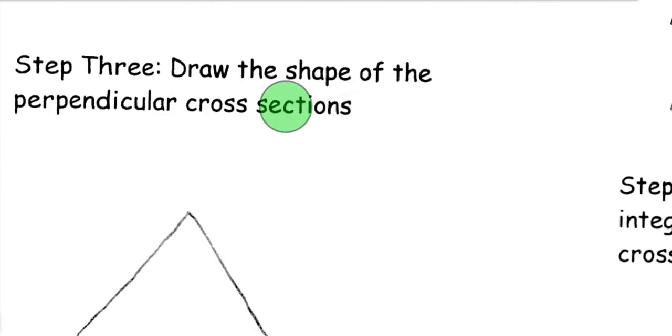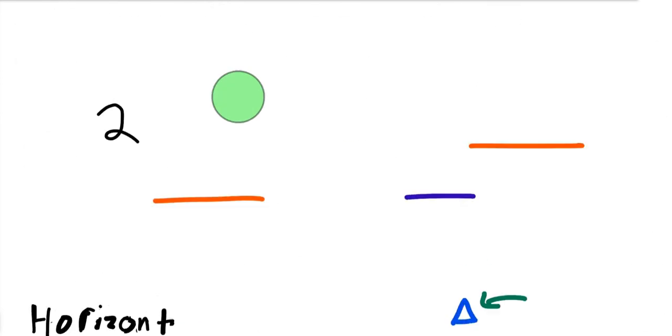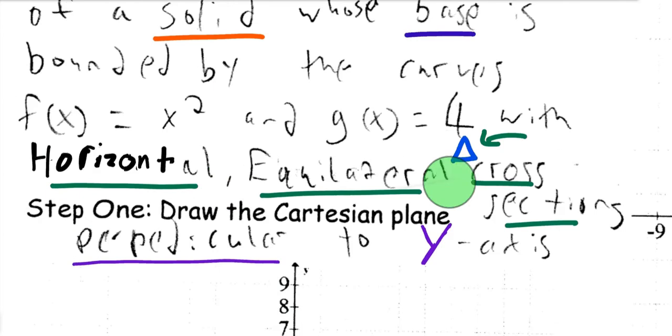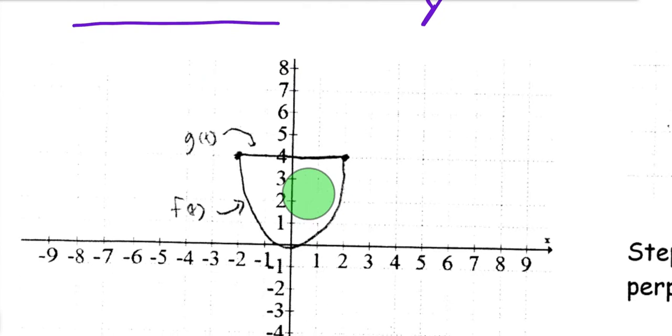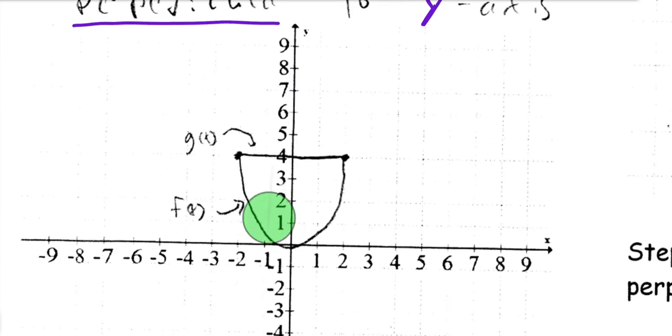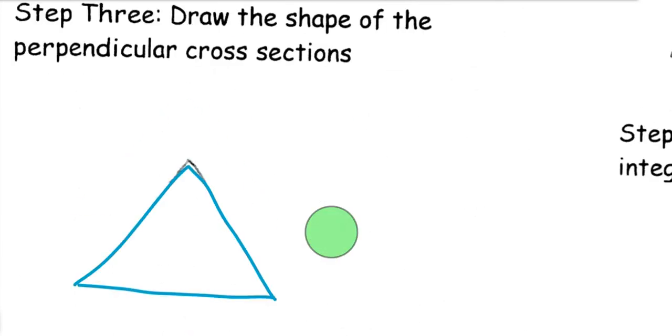Step 3, draw the shape of the perpendicular cross sections. Well, again, it says that they are equilateral triangles. So for step number 3, I'm just going to draw the shape. Might even make it a different color just for it to stand out. But these equilateral triangle cross sections are going to be popping out of our graph. Okay? And again, they're going to be going this way.